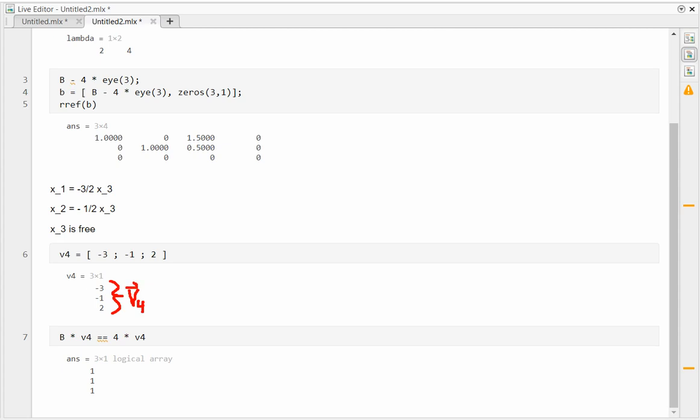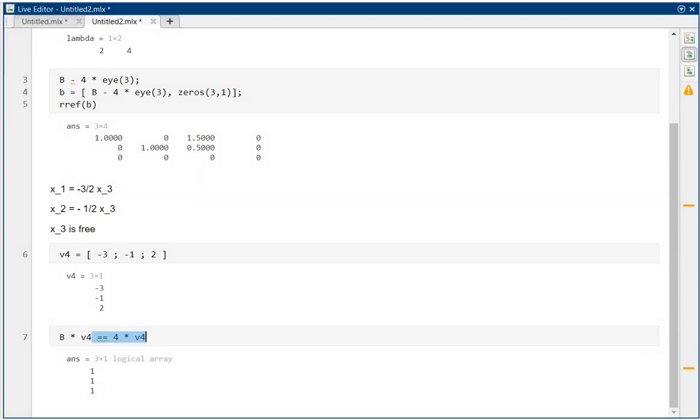Even though it looks different, this still holds true. So let me take off the logical operators there, and you can see that I now have -3 times 4, the eigenvalue. B times v is equal to the eigenvalue times the vector v. Okay, so we've got all of that.